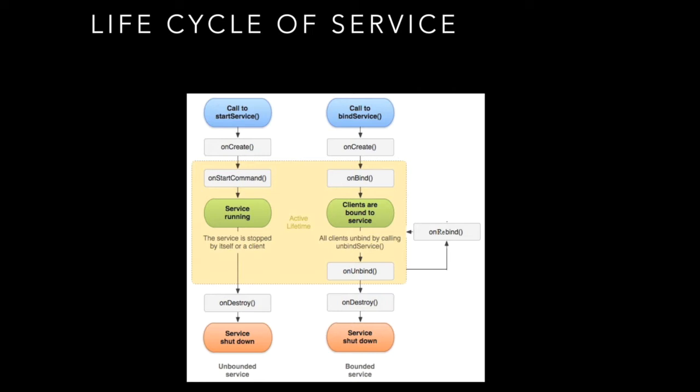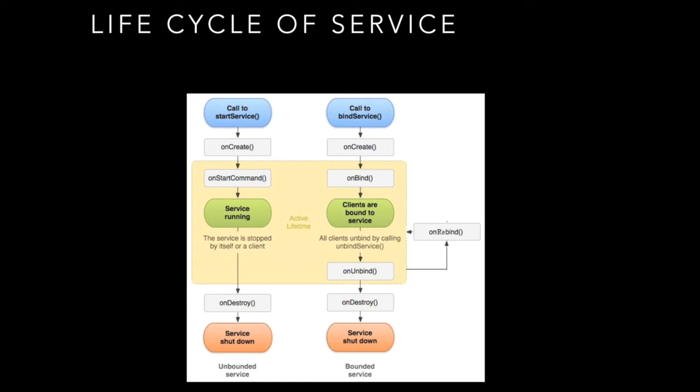Then you can see the next one, that is before the onDestroy, you can see some label like this: the service is stopped by itself or a client. Suppose you just want to play a song. The moment it is finished, we can say that the service is stopped, or in between we can force the service to stop by calling a method called stopService. Once it is over, the onDestroy method is invoked. We can say that the service is shut down. In the onDestroy, we can perform some cleanup operations or shutdown activities.